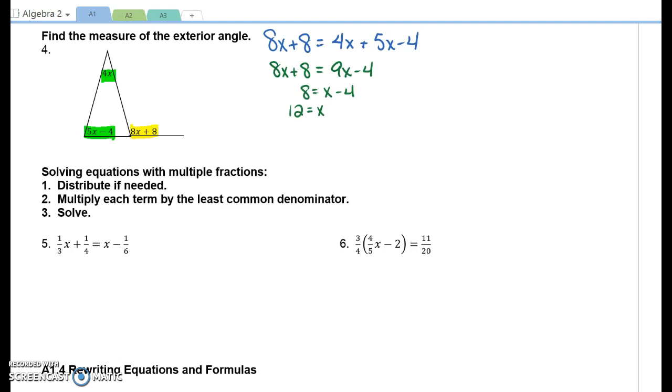Did you get x equals 12? Is that the answer to this problem? No. They're asking for the measure of the exterior angle. They want to know, what does 8x plus 8 actually equal?